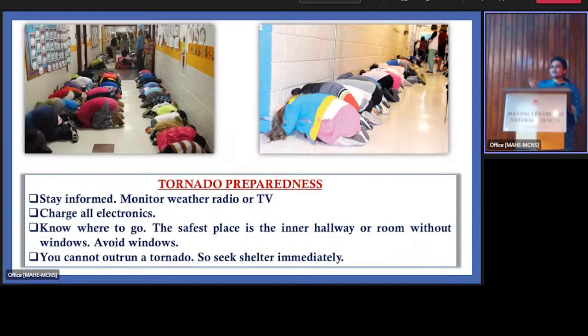As the USA is more prone to tornadoes, the schools there give this preparedness. They make their students aware and tell them what to do when a tornado hits. You need to stay informed, you need to know where to go. The safest place is the inner hall, because you need to avoid walls, windows and doors, and that's why the inner hall, a closed room with no windows, is the safest place when a tornado hits. You cannot outrun tornadoes, so seek shelter immediately. These are some schools that are preparing the kids for tornadoes.